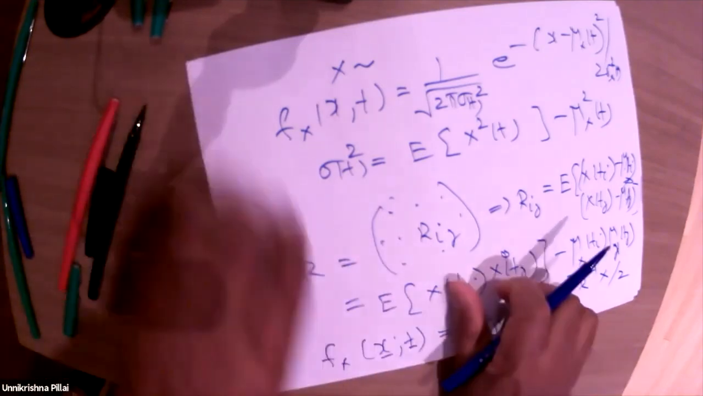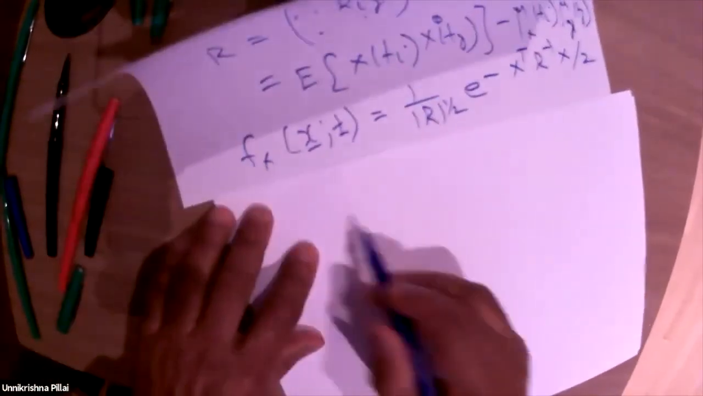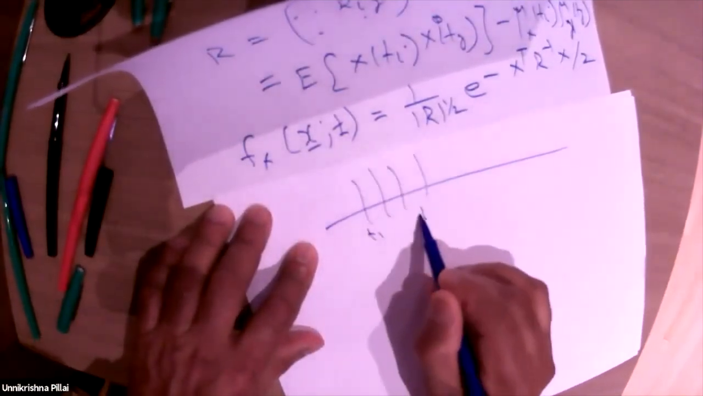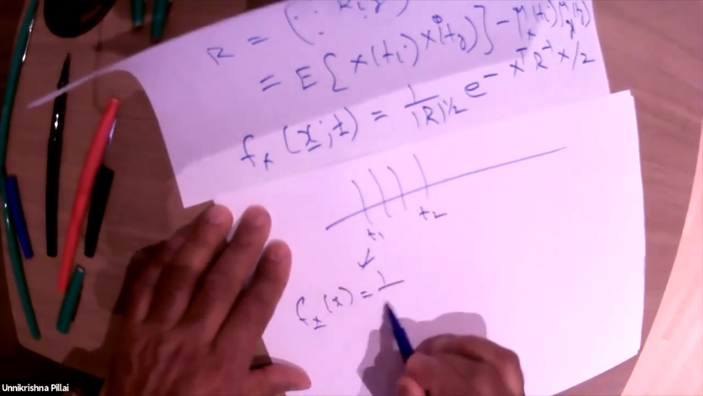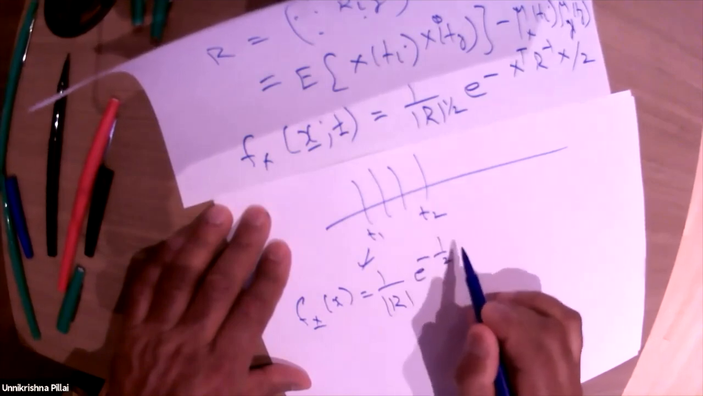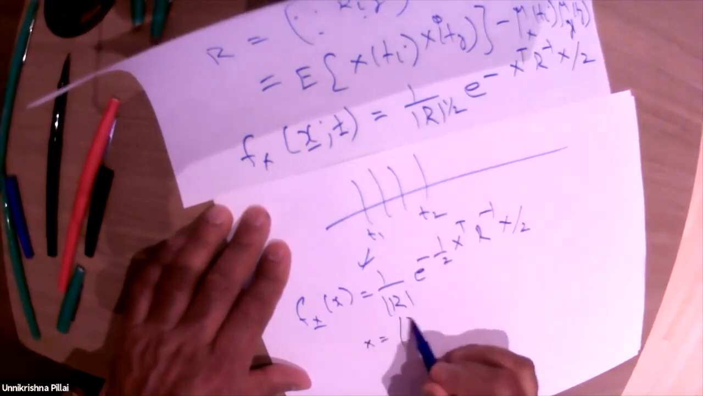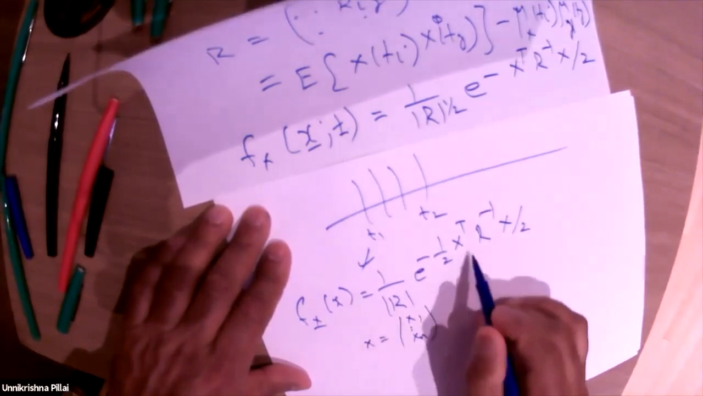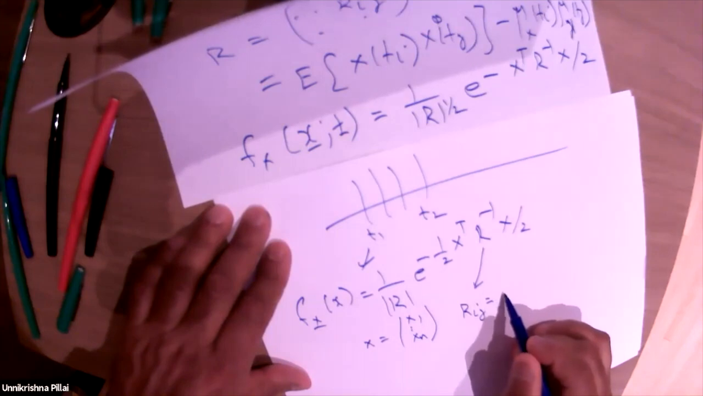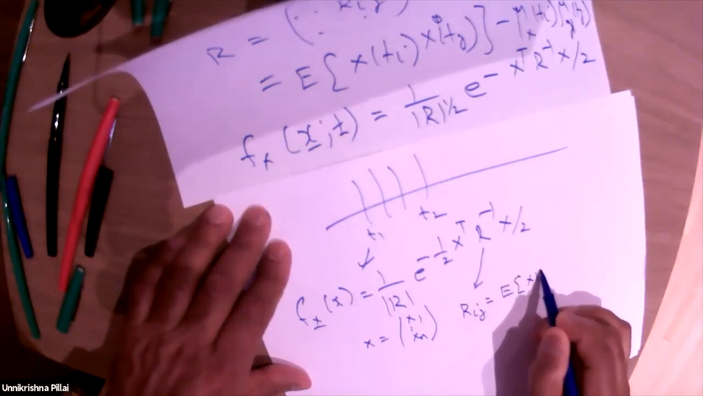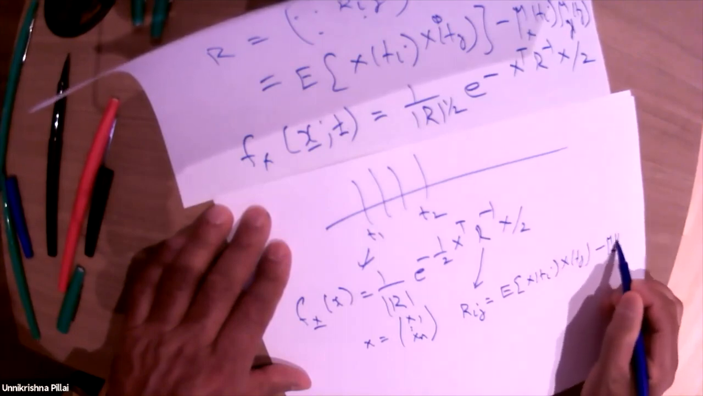So let me just rewrite in the next page. So you have time instances t1 to tn. The joint density function is 1 over square root of determinant r, e to the power minus half x transpose r inverse x. So what is this x? X is of course x1, etc., xn. So that's a vector. R has got Rij as the entry. Rij is what? Expected value of x ti x tj minus mu ti mu tj.